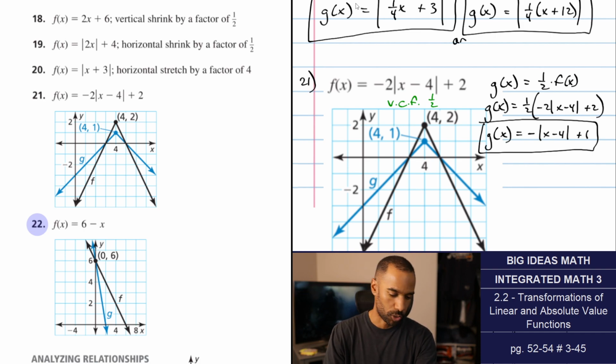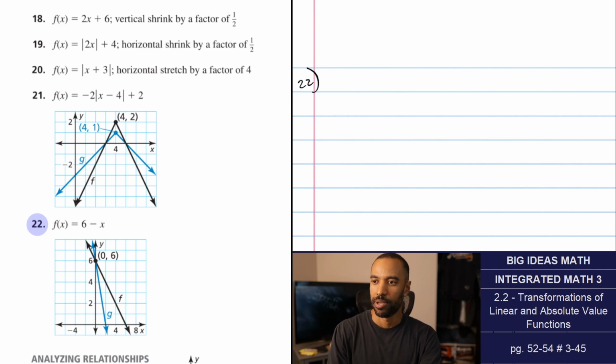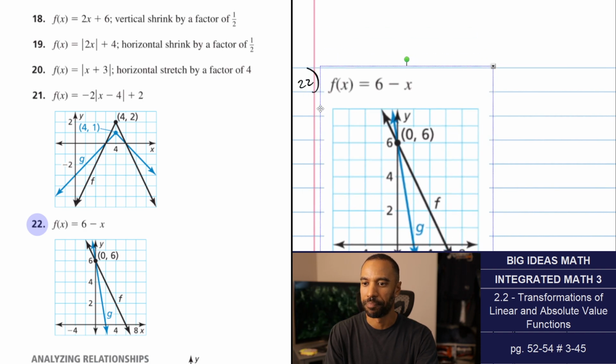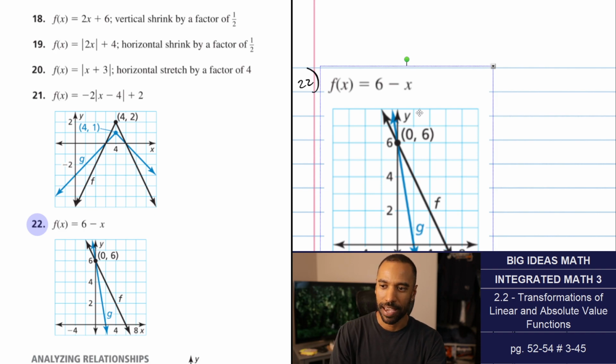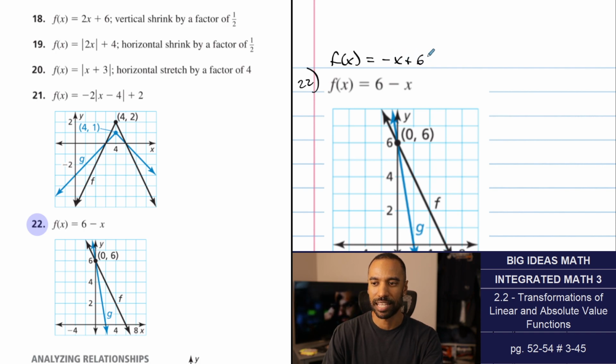Okay, let's go to number 22. Copied and pasted. Not even halfway done here. How far have I got? An hour 9. All right, f of x equals 6 minus x. Well, you know me, slope-intercept form, I'd rather write it as -x plus 6. That's how we see it, right? Slope of -1. Really?